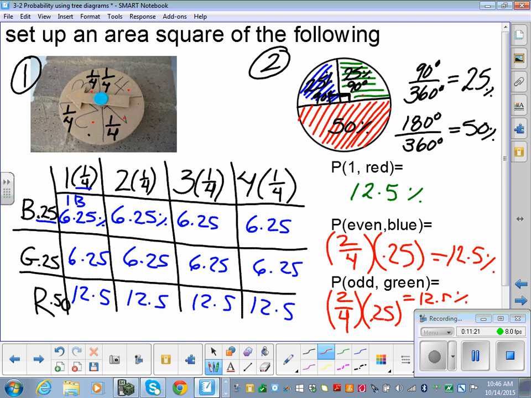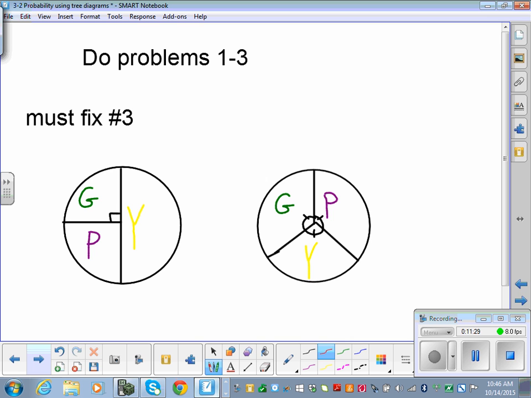Do you have any questions? Are you sure? Okay, are you ready to do it on your own? Okay, so do problems 1 through 3. Now I messed up on number 3. You should have these spinners on your worksheet and you don't. So on number 3, everybody go to it right now. Draw these spinners the exact same way, and then you'll have them. I forgot to draw them.